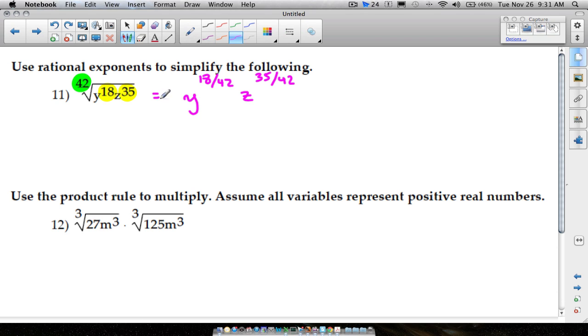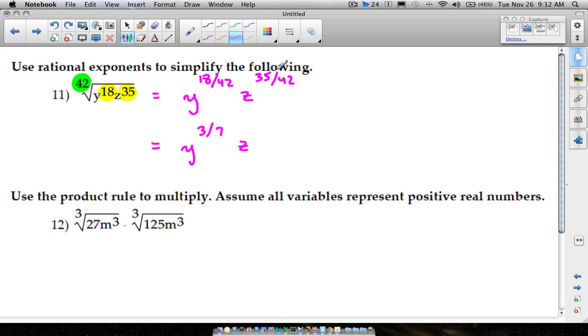And we definitely want to simplify these here. 18 over 42, 6 goes into both of those numbers. So if we take 18 divided by 6, we get a 3 up top. 42 divided by 6, we get a 7. So y to the 3/7 is the same thing as 18 over 42. All I did there was simplify fractions.